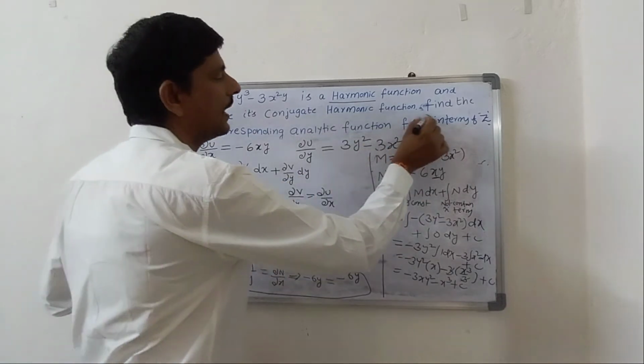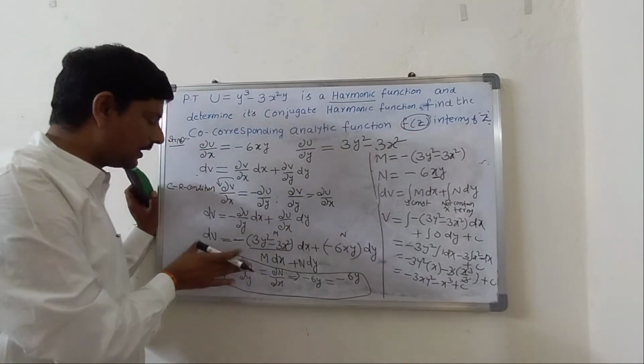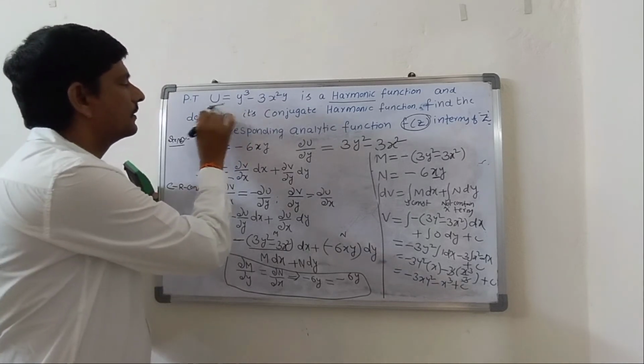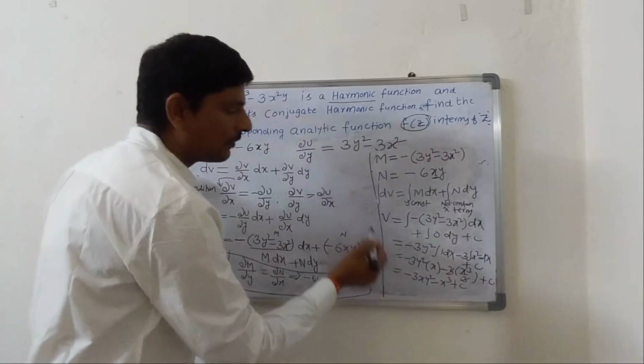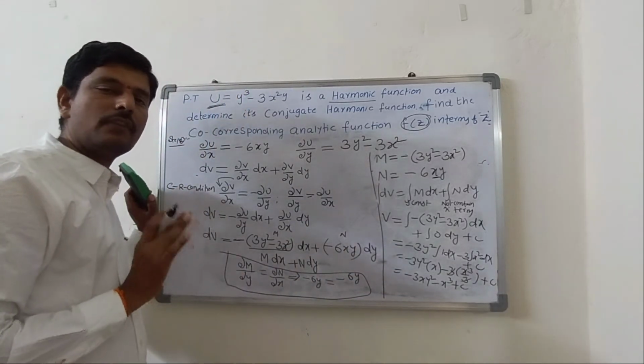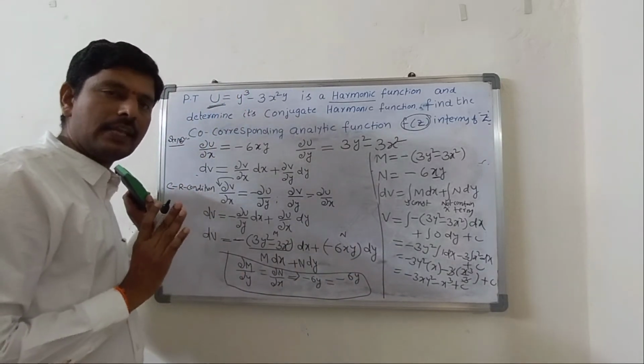Now we have to find the analytic function f of z. That means in the given question u is given to us, and we have found v. So our analytic function is of the form f of z equals u plus iv. Clearly, all of you know.